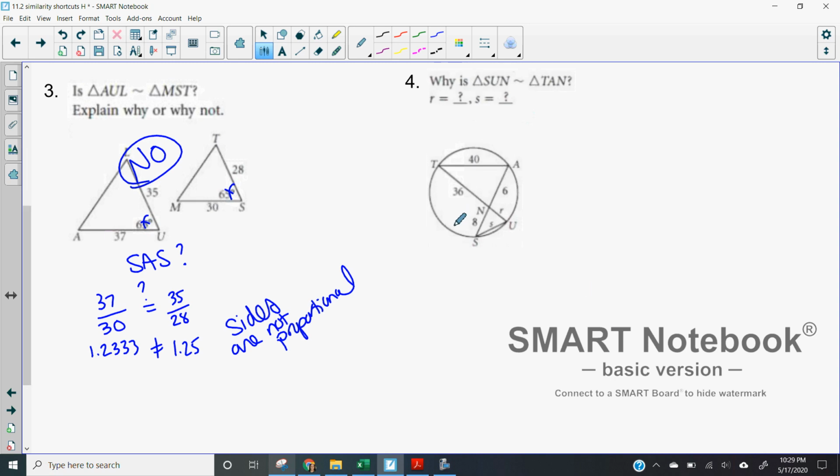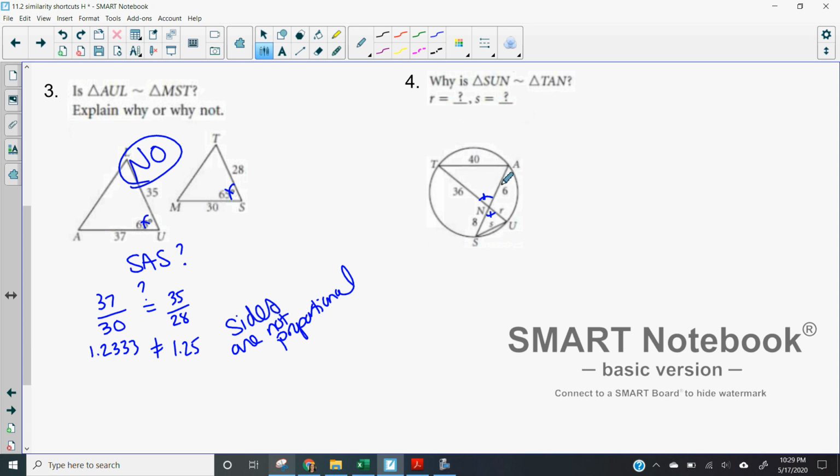Okay, so number 4, one more here with you. Triangle SUN, this little guy here, is similar to triangle TAN. Once we figure out that, we'll try to find R and S as well. Now here's one thing I know I can mark right away: vertical angles. If we can find another pair of angles, that's enough to say that I've got one of my shortcuts.